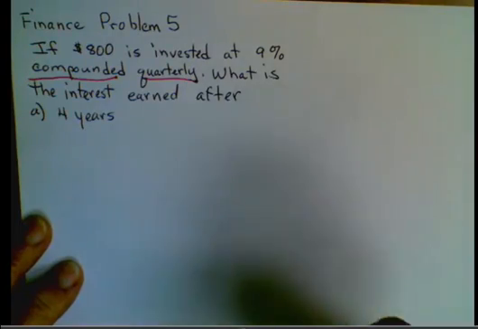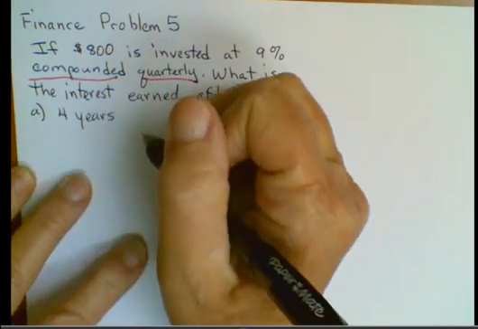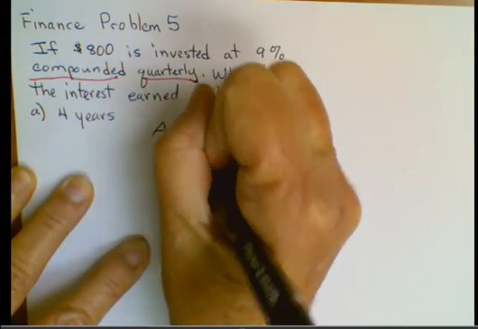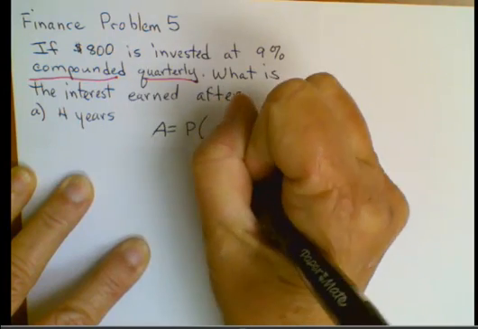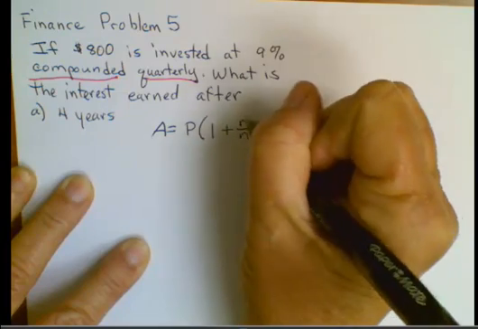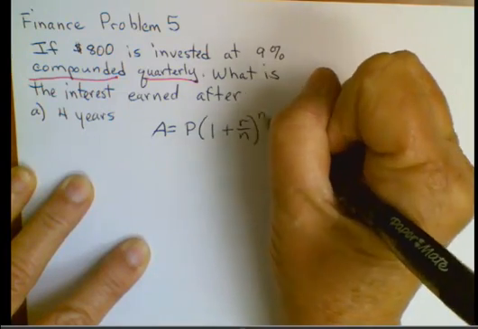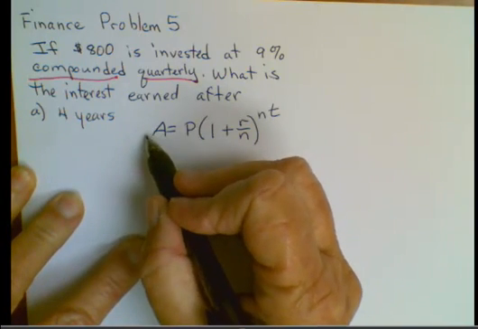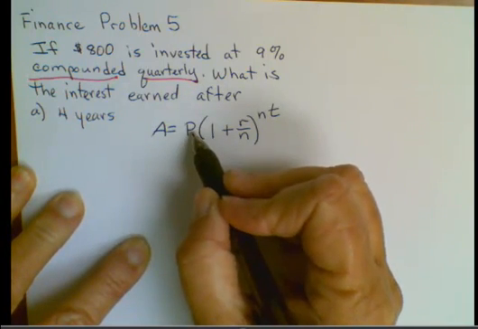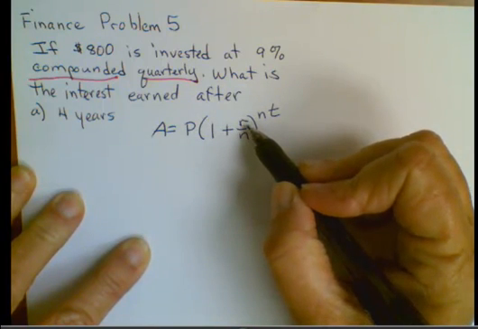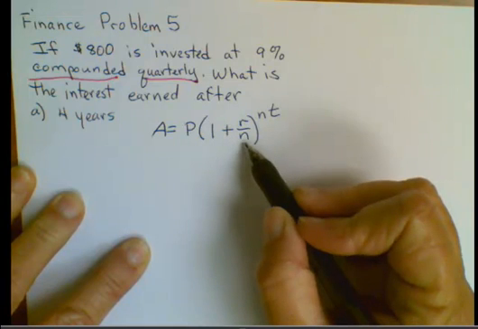So first you need your formula, which for compound interest is A equals P times (1 plus R over N) to the NT. A is your accumulated amount, so what you have at the end. P is your principal that you put in at the beginning. R is your interest rate as a decimal. N is your compounding intervals.